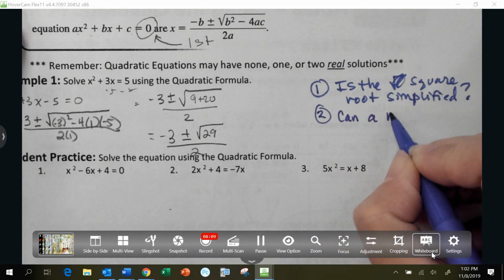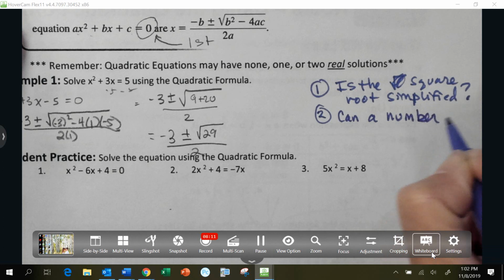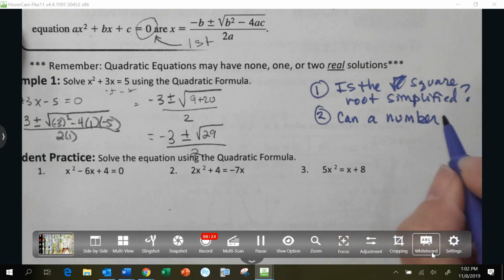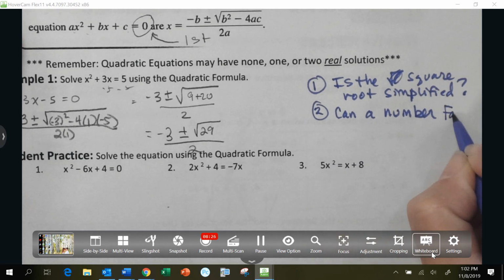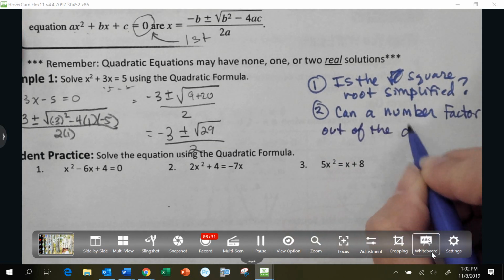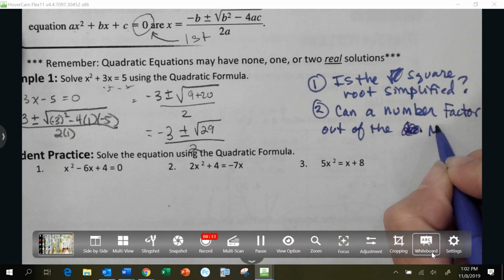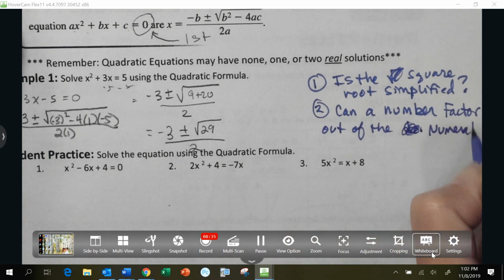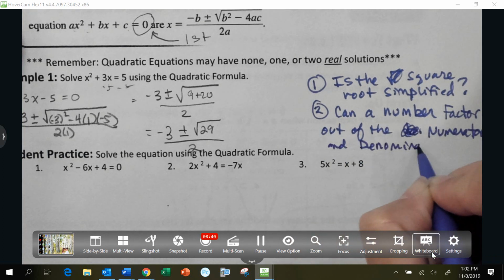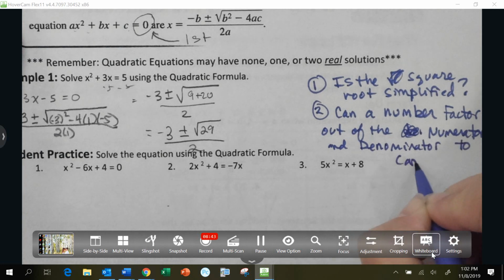Oh, that's not my second question. That's my third question. Okay, let's just read that question and then flip it. Okay, can a number factor out of the numerator and denominator to cancel?